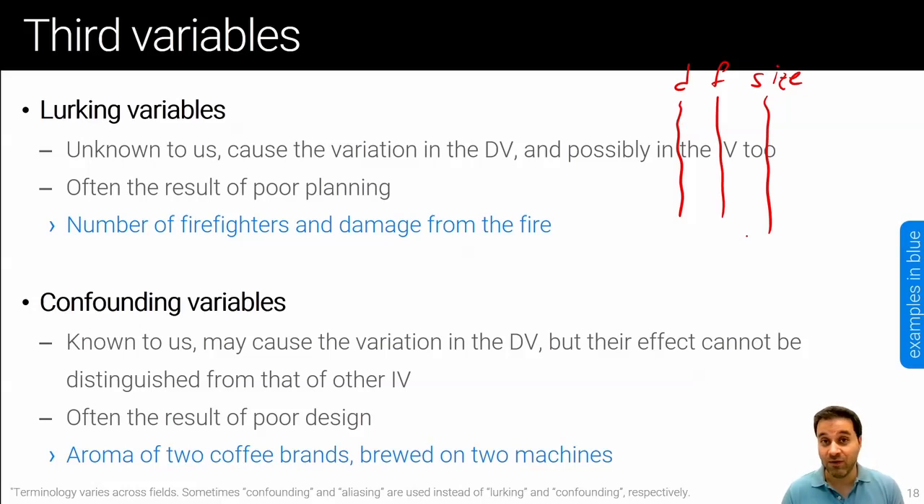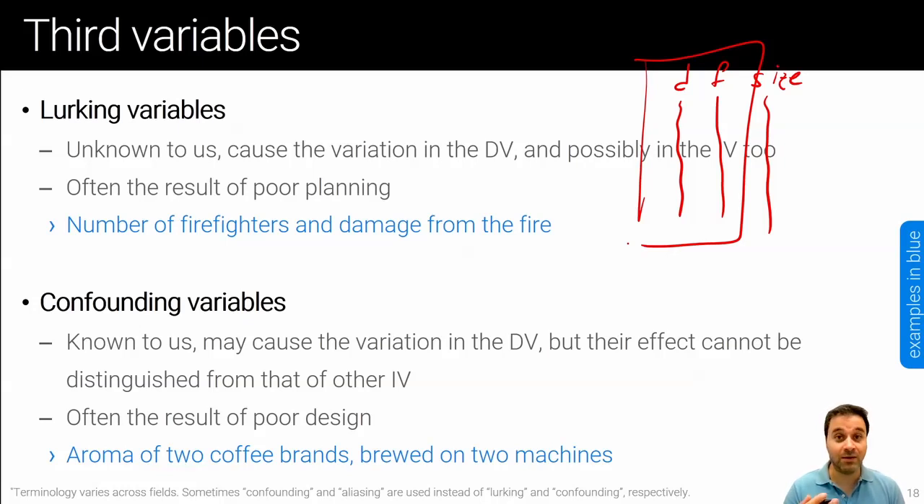So the number of firefighters and the damage of the fire are actually caused by the size. If we were to ignore it, if we just had the data set with these two columns of data, we would be inclined sometimes to make completely stupid claims like that one. And it's just because of a lurking variable, in this case the size, that we are ignoring.